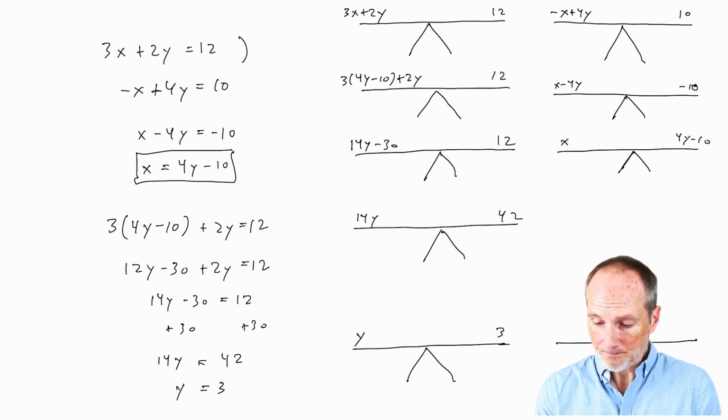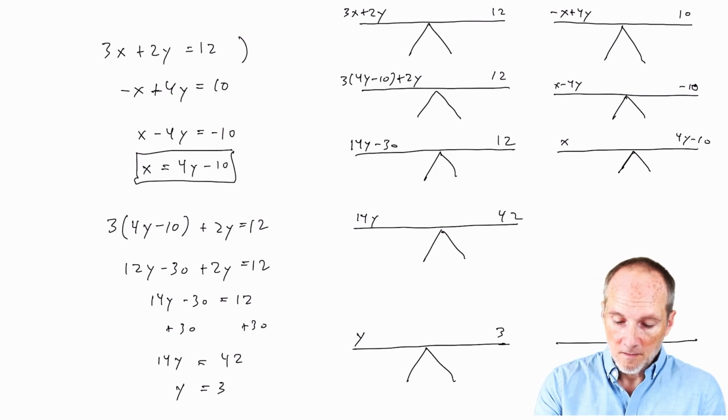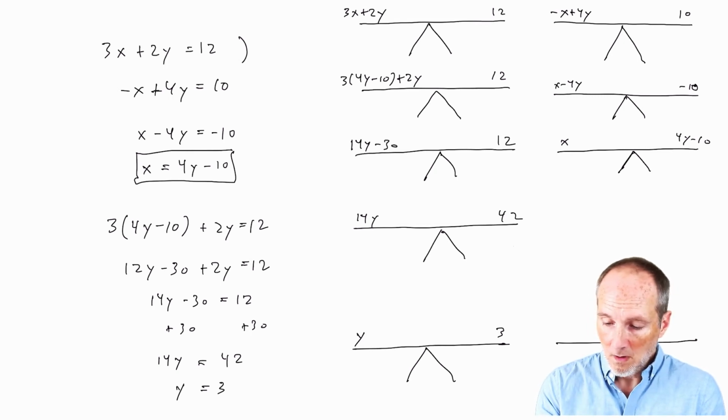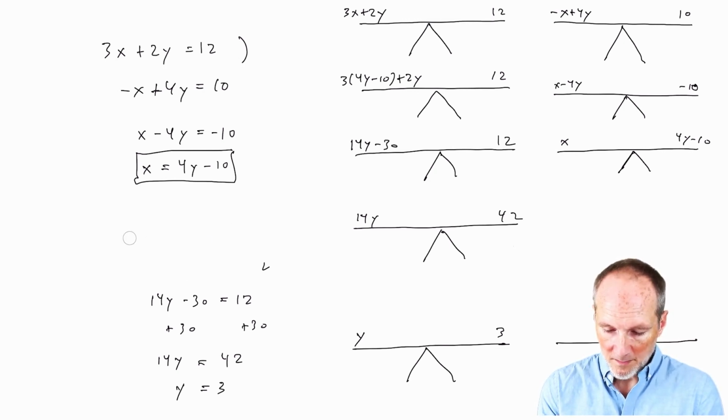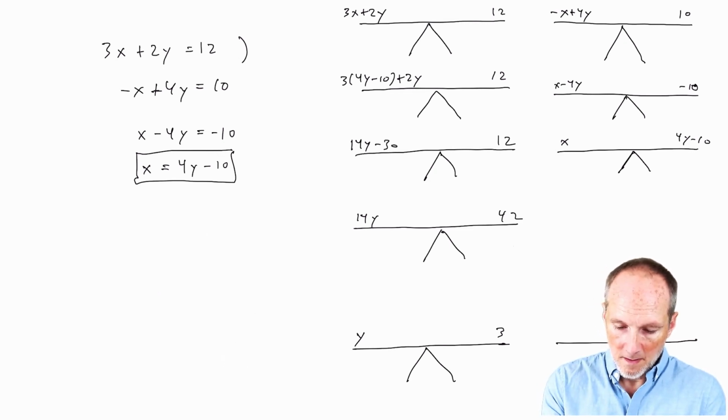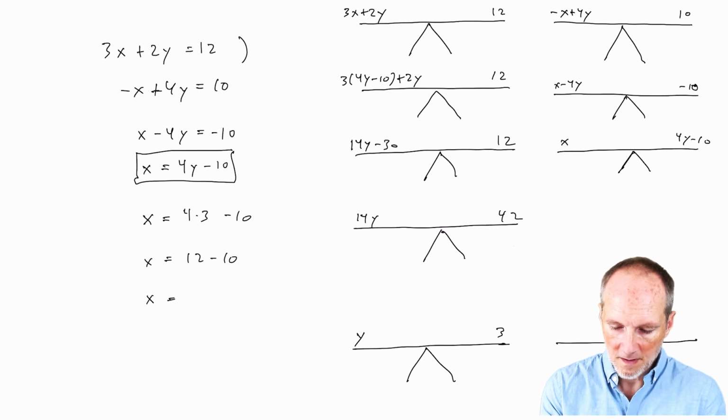To go back and get x, we have this expression for x, which I've highlighted up there. Since we've solved for y, we know that y is equal to 3. That means that x is equal to 12 minus 10, or just equal to 2.